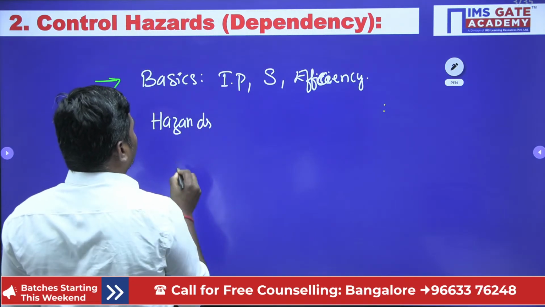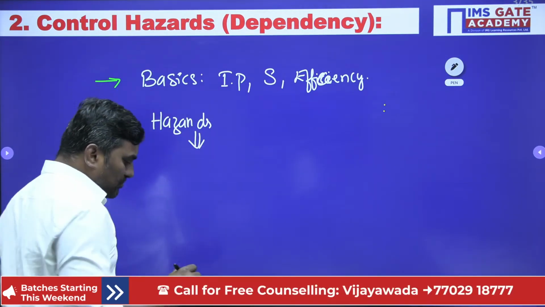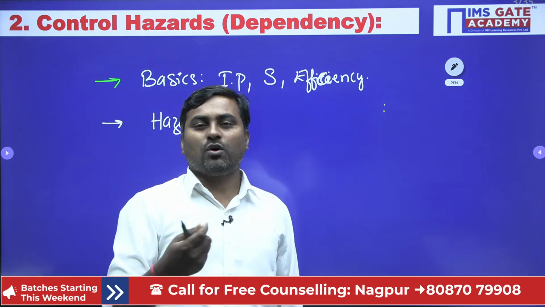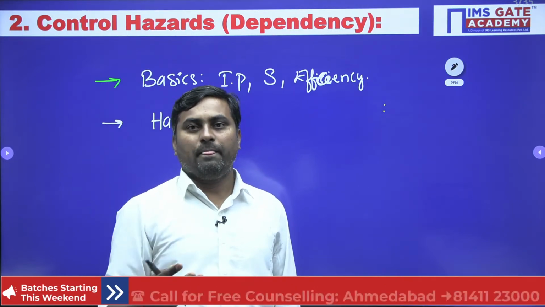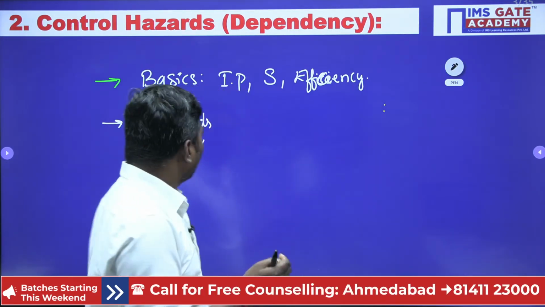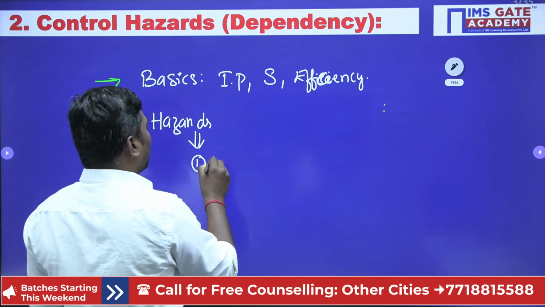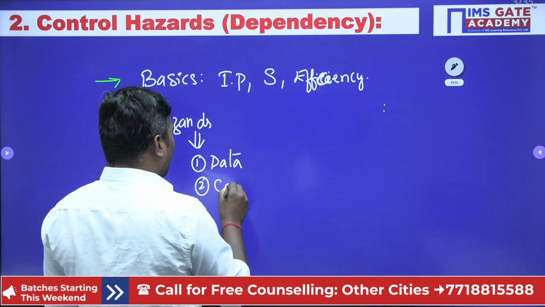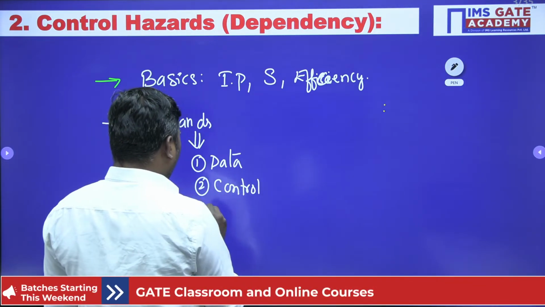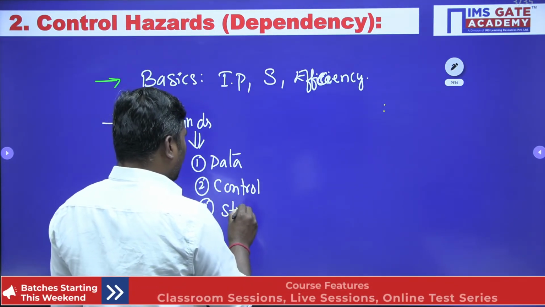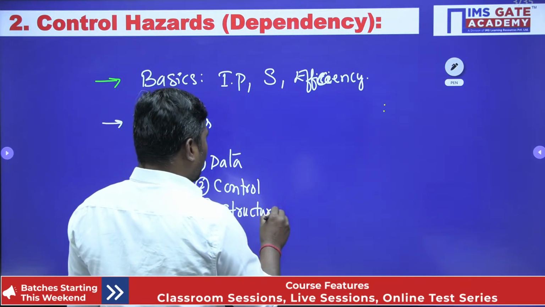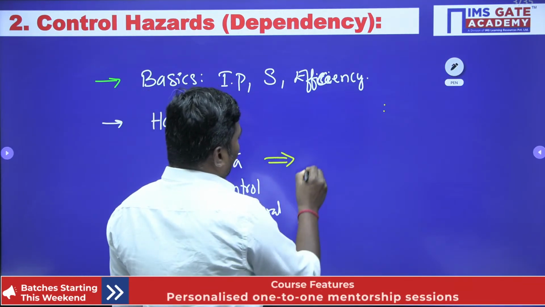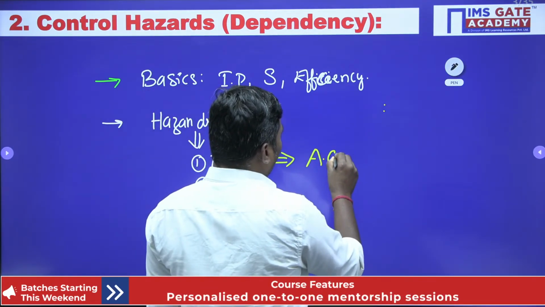So hazards in the instruction pipeline. What is a hazard? Any condition or any state, any situation which causes the pipeline to stall. That is a hazard or a dependency. These hazards are the data hazard or data dependency problem, the second one is control dependency, and the third one is structural dependency.